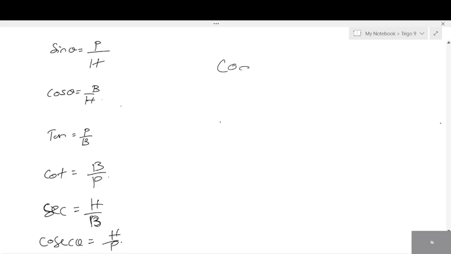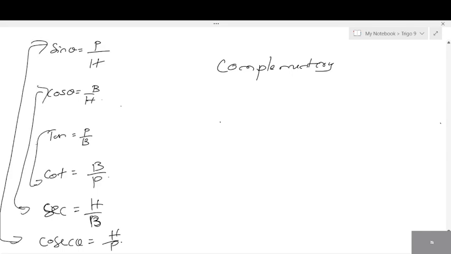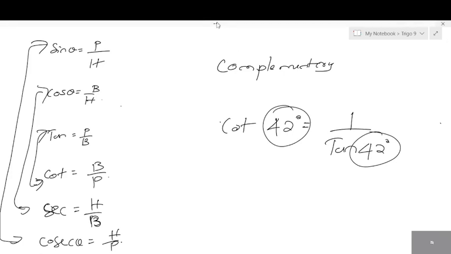Next, the complementary concept. See, for reciprocal, we check the left hand side. For example, if they ask you cot 42 degrees, what is the reciprocal of cot 42? First, tell me the reciprocal of cot. How will you write? 1 by? What's the reciprocal of cot, students? The reciprocal of cot is 1 by tan 42. Look, for reciprocal, we don't change any values. Remember this: for reciprocal, 42 and 42, the degrees will remain the same.